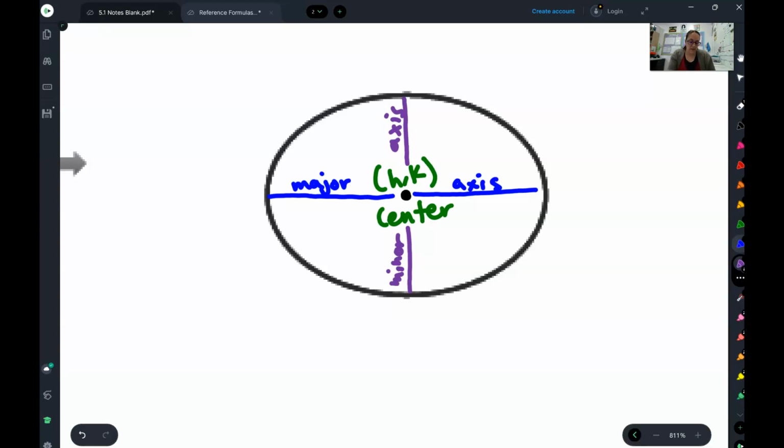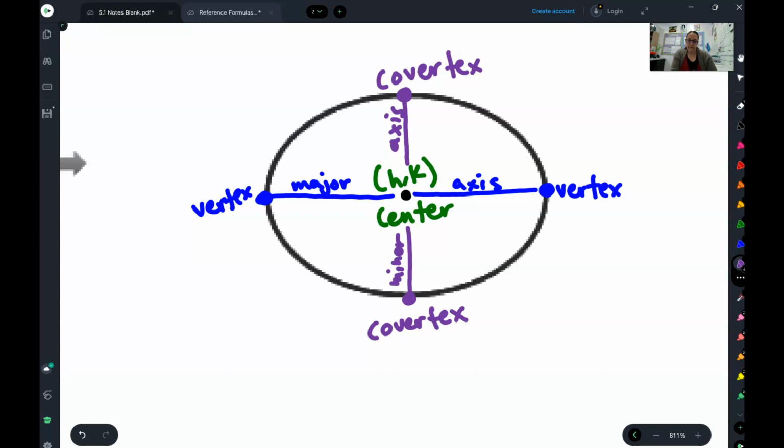Now, at the ends of these axes, we have important points. At the ends of your major axis, you will have vertices, the plural of vertex. And at the ends of the minor axis, you will have two covertices, the plural of covertex. And basically, once you know these four points, you can just connect the dots and make your ellipse shape. So those are the big vocab words for an ellipse.